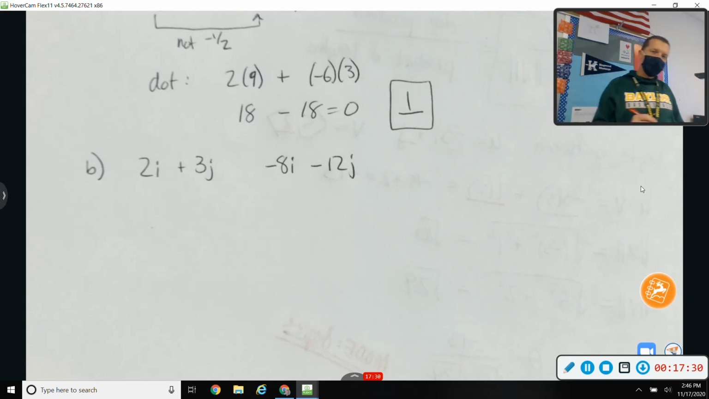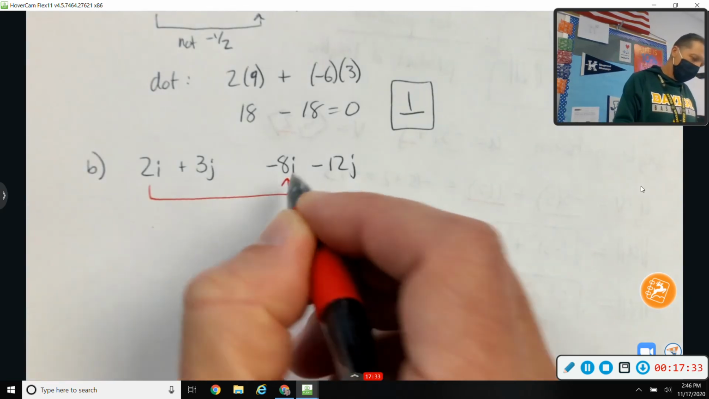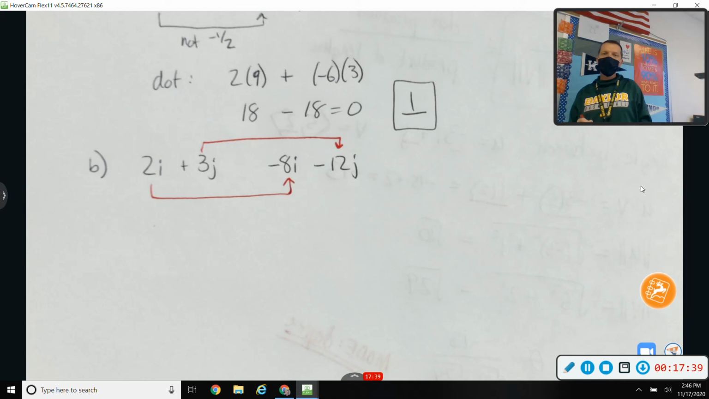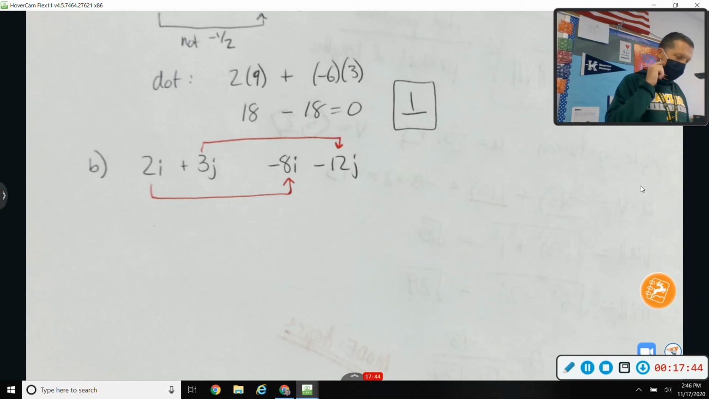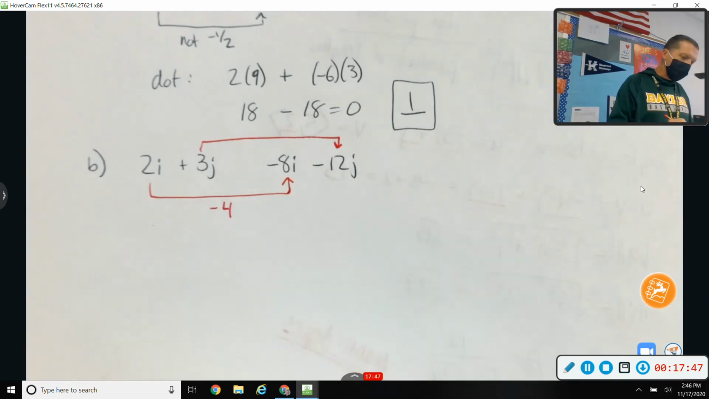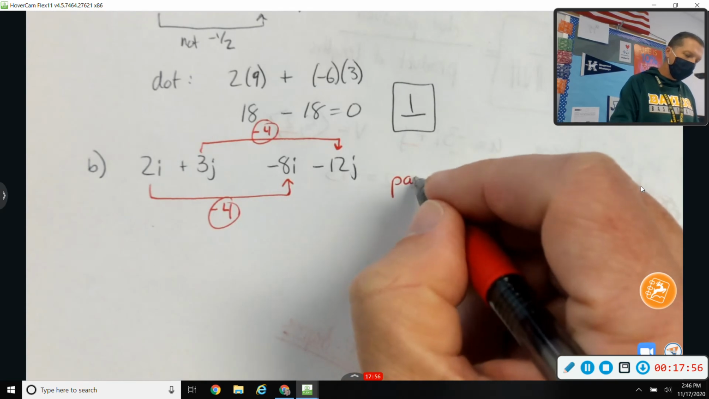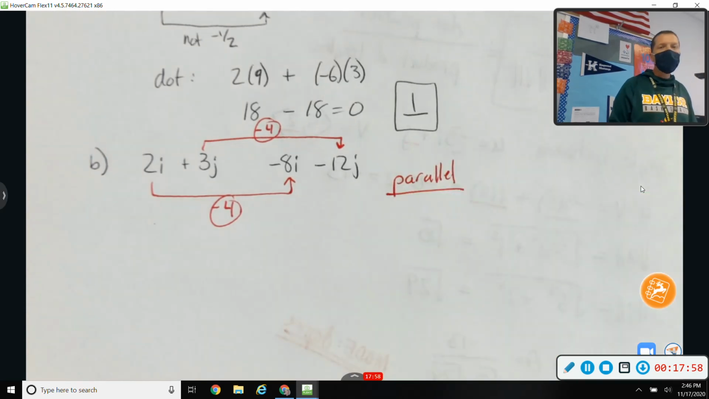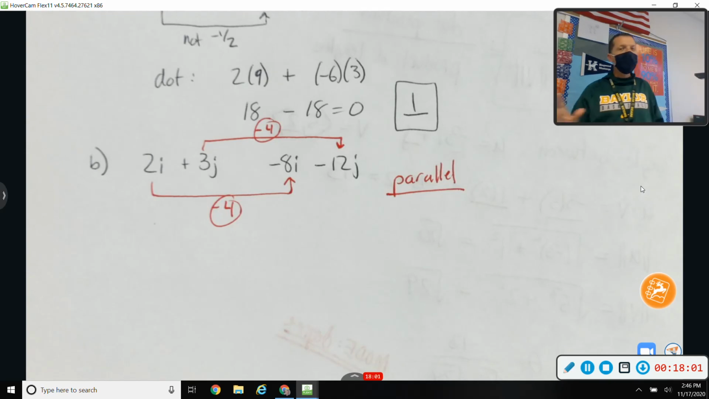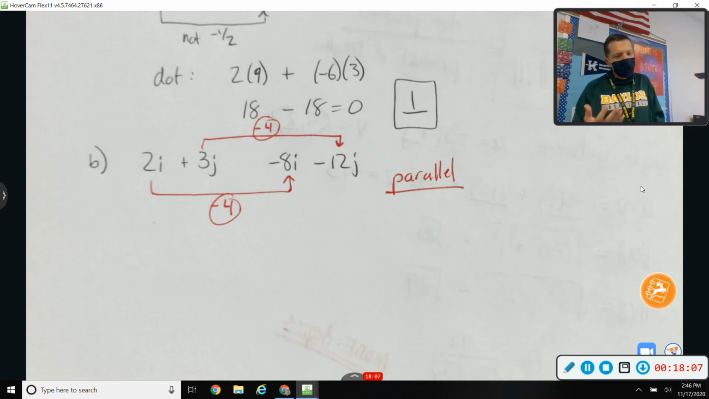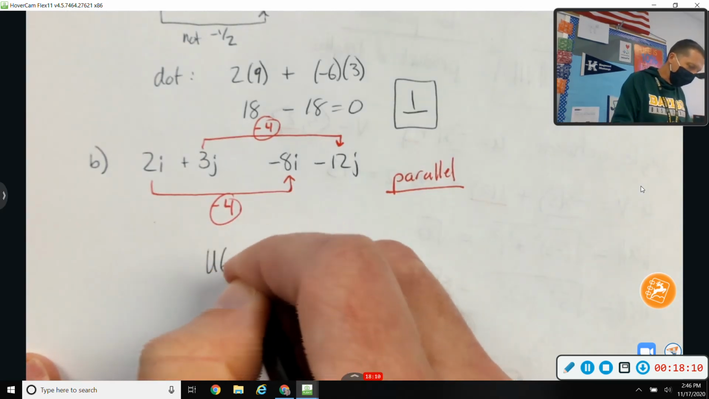So what do we think about this one? How do I get from 2 to -8 with a multiplier? -4. And how do I get from 3 to -12 with a multiplier? -4. So what does that mean? Parallel. Those are parallel because they have the same multiplier. Again, if you go through the full angle process, you're going to get 0 or 180, so you know they're parallel. But the shortcut, I think, makes life a little easier.